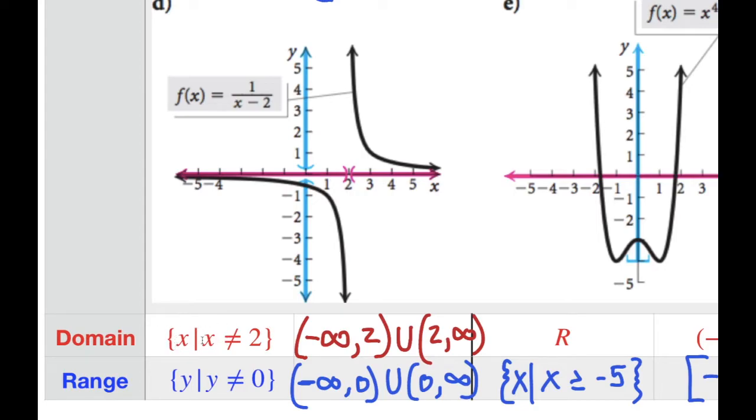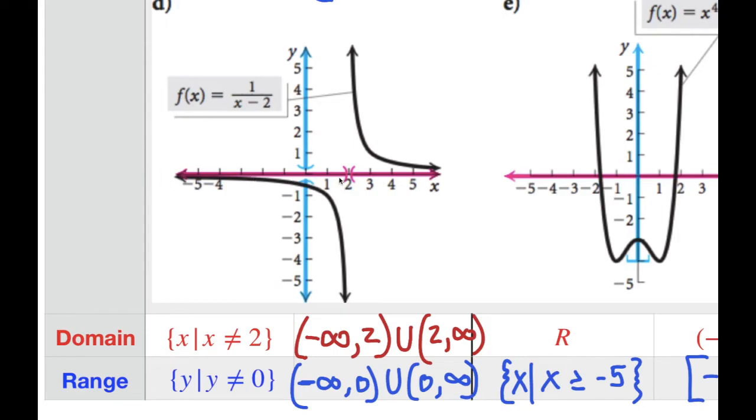You just say all x such that x is not equal to 2. And every other number on the number line is not equal to 2, and every other number on the number line is part of the domain. We removed 2.